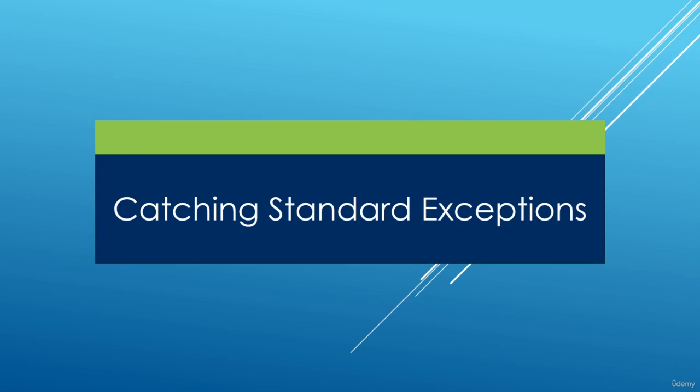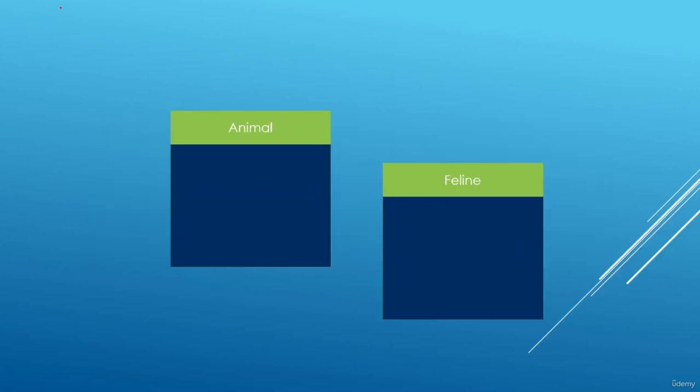In this lecture, we are going to see how we can catch some of the standard built-in exceptions from C++. And we are going to be using our animal hierarchy. So the base class is going to be animal. We are going to derive from this and create a feline class. And this is going to be using polymorphism. So we're going to set up an inheritance hierarchy like this.